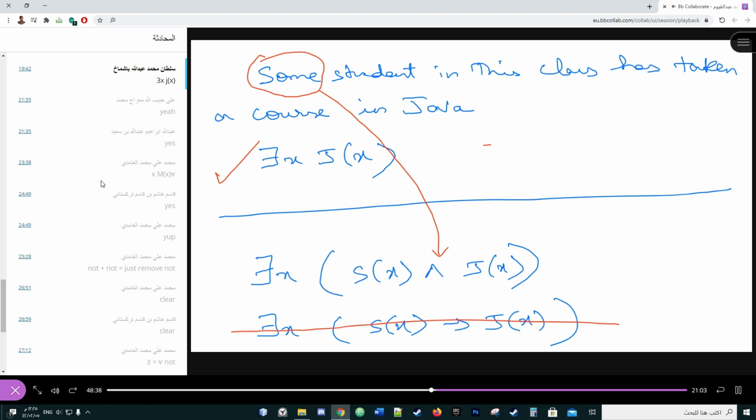Okay, I'll just give you a small reason why this cannot be true. For example, X has taken a course in Java, so we have something here. X has taken a course in Java. For example, the student in Philippines has taken a course in Java, so this is true.